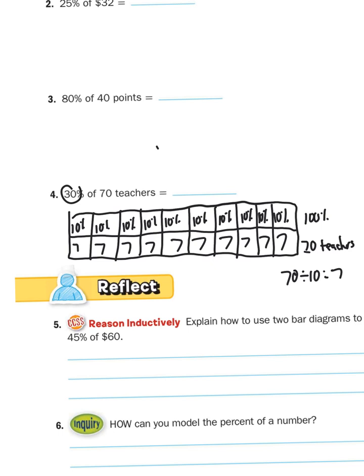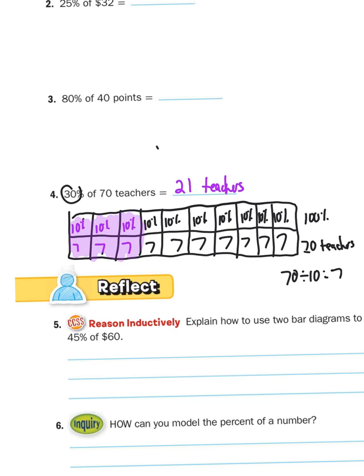All right, last, we have to figure out what 30% of 70 teachers is. So I'm going to shade 30%. See that? 10, 20, 30, 7, 14, 21. So 30% of 70 teachers is going to be 21 teachers.